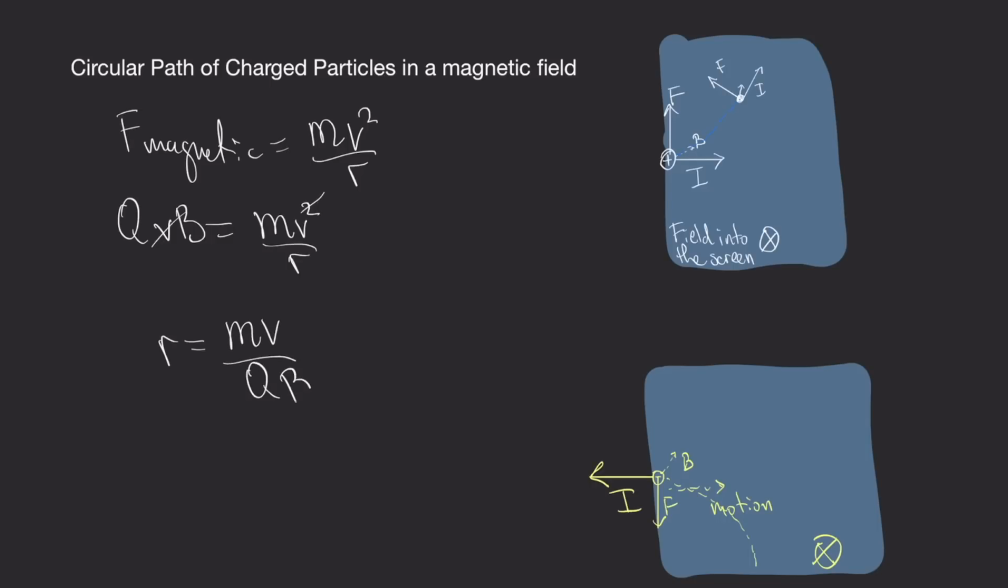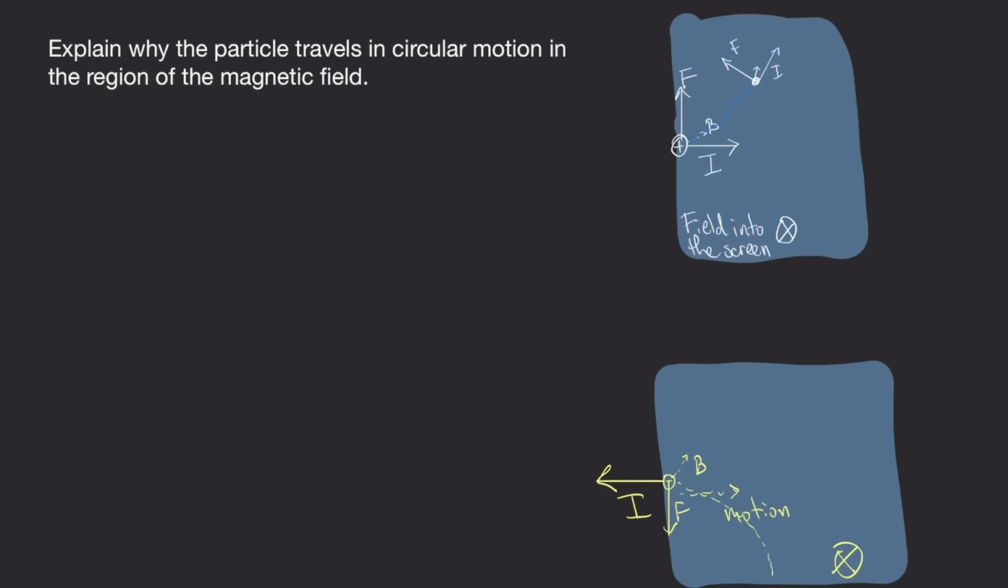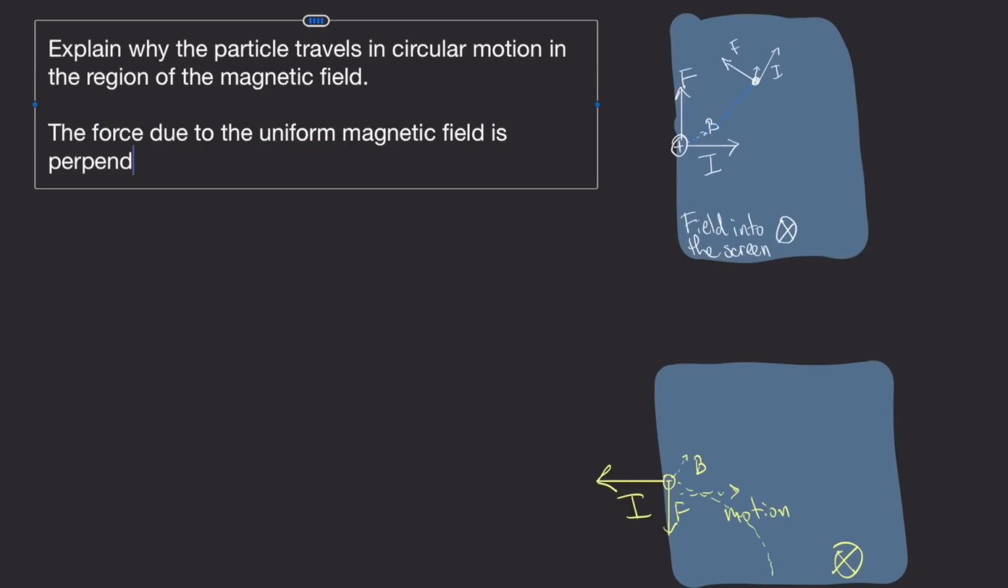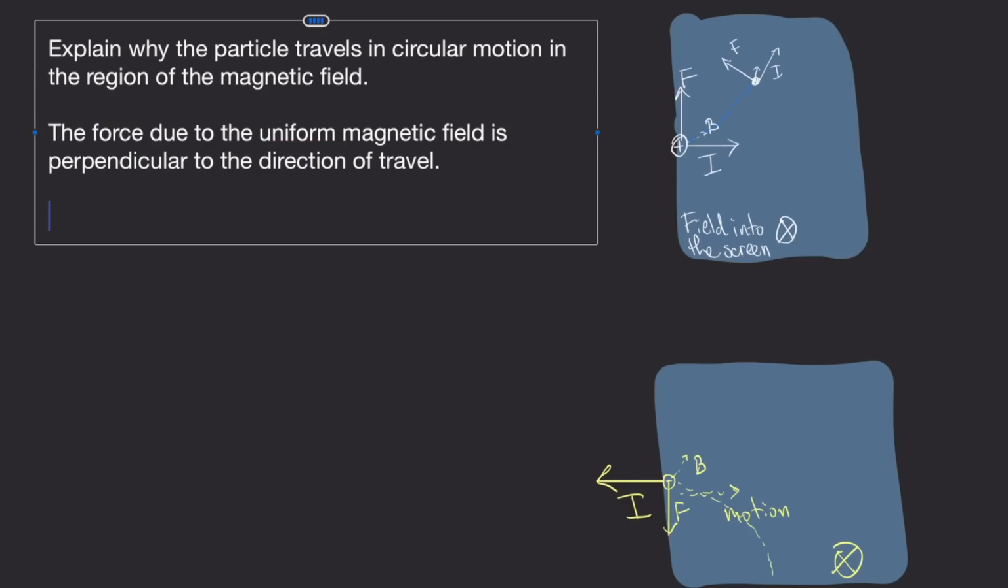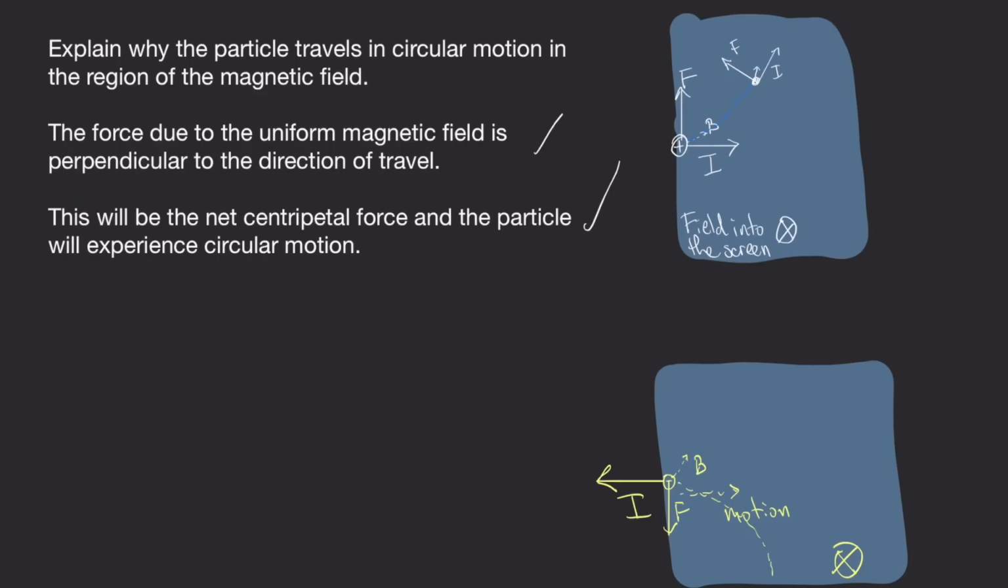Sometimes you may get asked to explain why the particle travels in circular motion in the region of the magnetic field. This is due to the force of the uniform magnetic field being at 90 degrees to the direction of travel. Since this is the only force acting on the particle, it will act as the net centripetal force. And this here is a relatively standard answer.